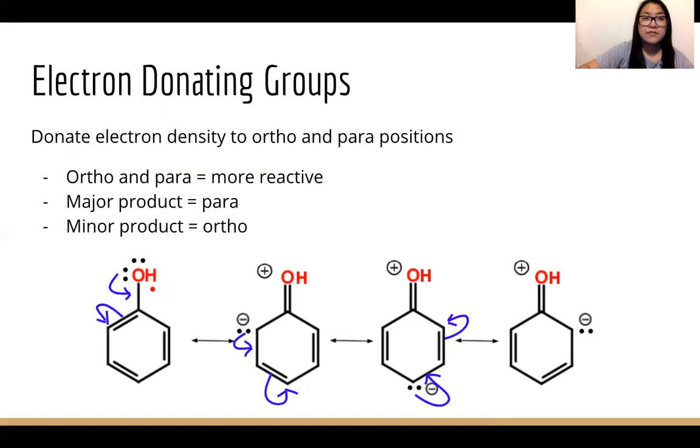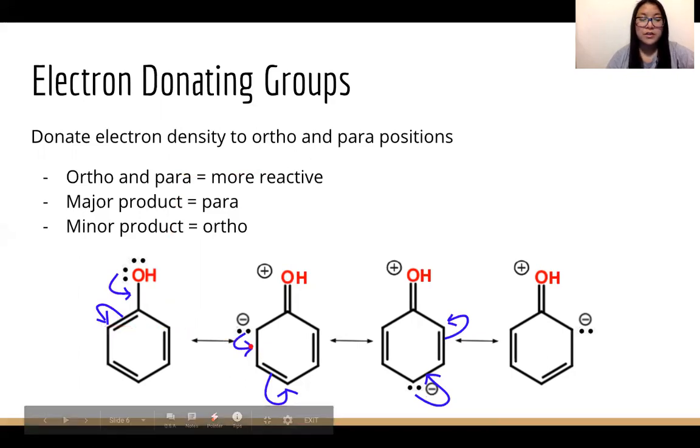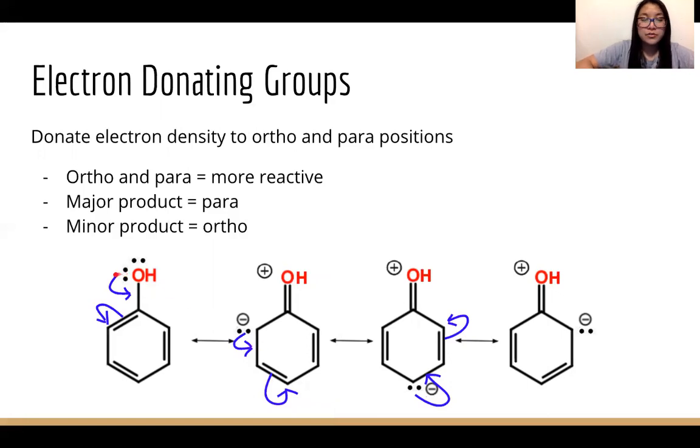OH is an example of an EDG, and it has a lone pair here that's going to move in and form a double bond, which is going to kick this double bond up into a lone pair onto this carbon, which is depicted right here. And so, as you can see, as a result, by the oxygen moving its lone pair to form a double bond, and this bond had to go up to form a lone pair, this is the ortho position. And this ortho position now has more electron density, making it more reactive.